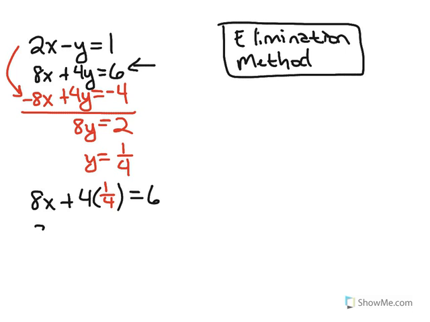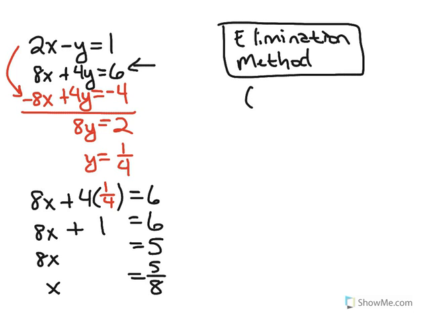4 times 1/4 is 1, so 8x plus 1 equals 6. Subtract 1 from each side, we have 8x equals 5, and divide both sides by 8, x is 5/8. So we propose that our solution would be 5/8, 1/4. Well, we know it's going to work in the second equation, because that's where we put the 1/4 in and then discovered 5/8. So the real question is, will it work in the first equation?